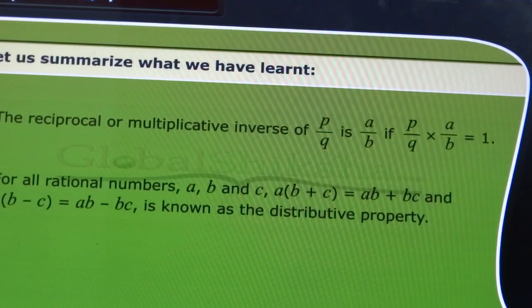For all rational numbers a, b and c, a into (b plus c) is equal to ab plus ac, and a into (b minus c) is equal to ab minus ac. This is known as the distributive property.